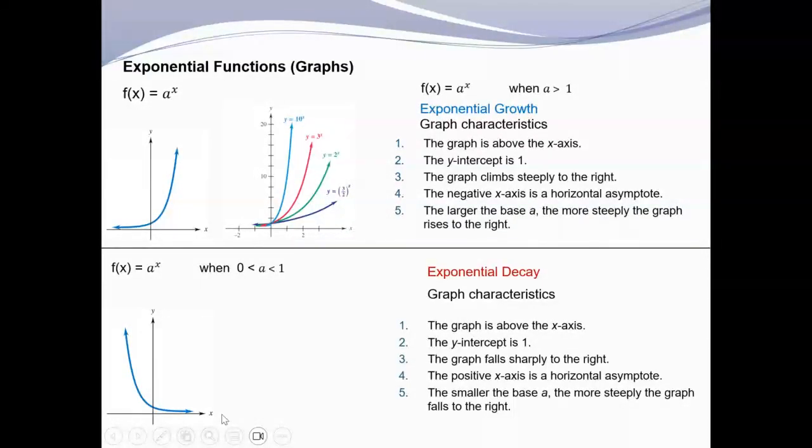the origin. Okay. And like it says here, the graph is above the x-axis, right? It's above. The y-intercept is 1. The graph falls sharply to the right. The positive x-axis is the horizontal asymptote. The smaller the base, the more steeply the graph falls to the right. And there's my graph.